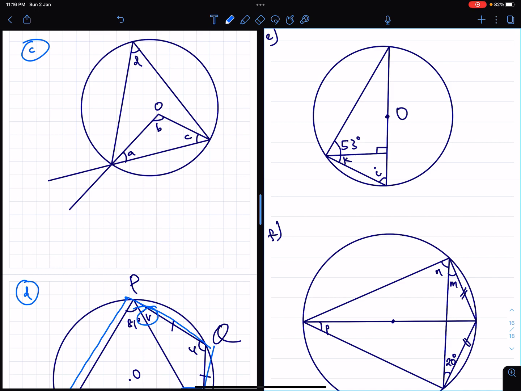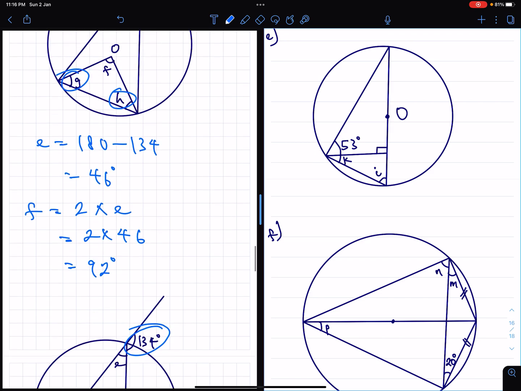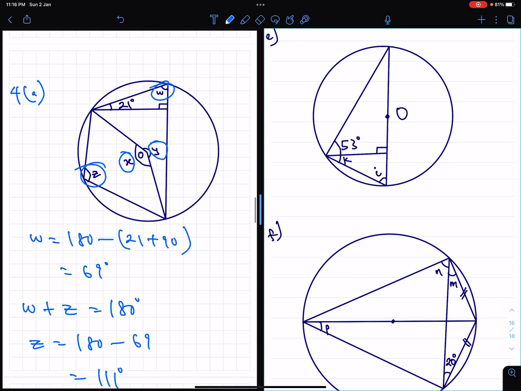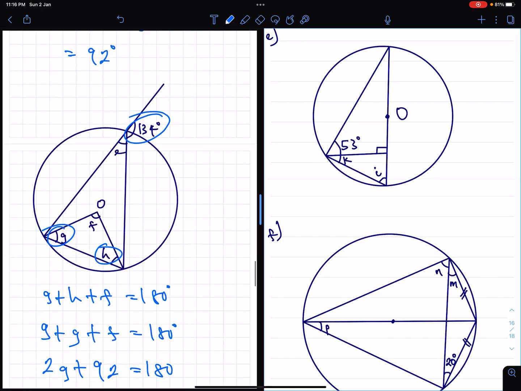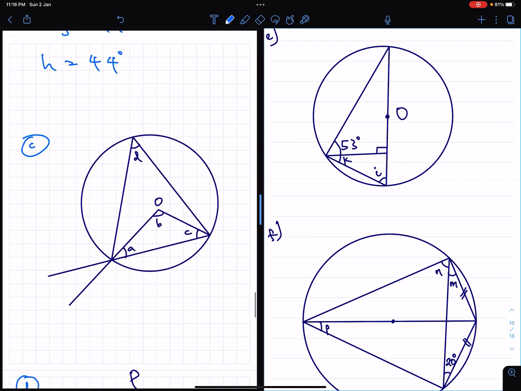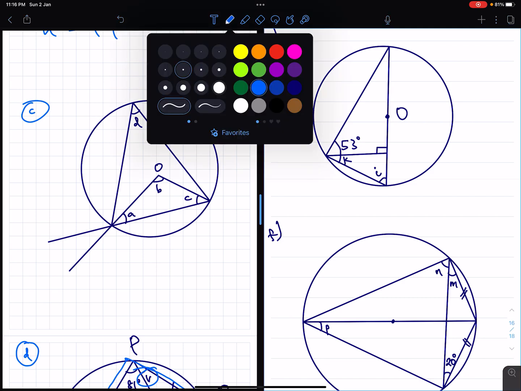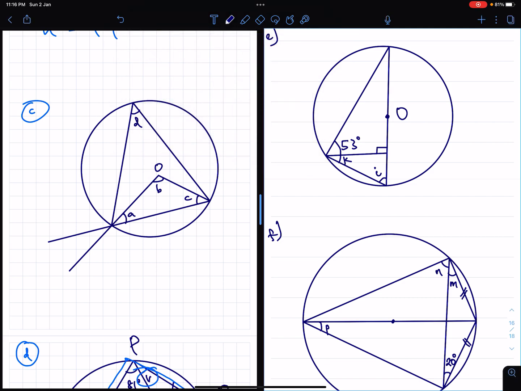Let's continue with the questions. Let's solve more interesting questions on circle geometry. But before we go, I think we have to go back to question 3 from the last video, question 4C actually. I was right when I said there was an omission in the diagram. So let's correct that first, and then we solve it.